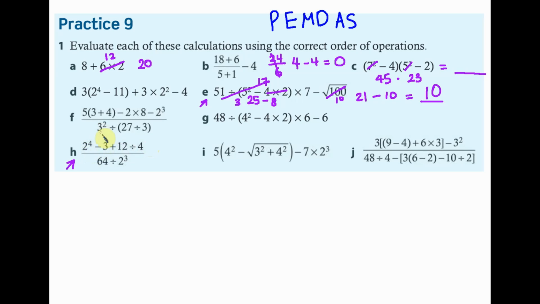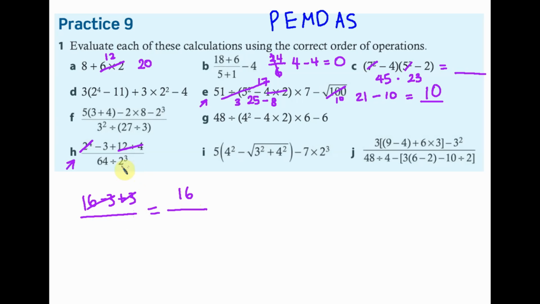Let's see, it looks like we have to do the exponent first. So 2 to the 4th power is asking 2 times 2 times 2 times 2, which is equal to 16. Then I have to wait to perform this minus 3 plus 12 because I have to divide first. 12 divided by 4 is equal to 3, so you will perform plus 3, which is equal to, well, 16 minus 3 is 13 plus 3, I actually get 16.